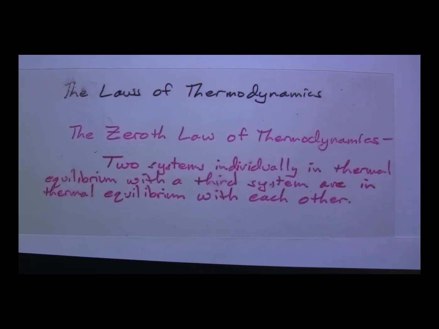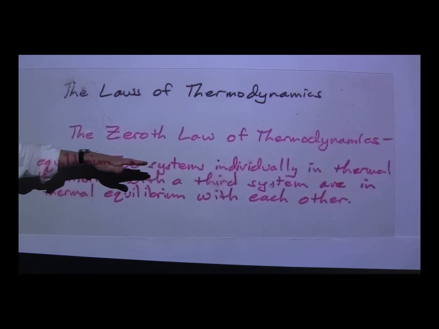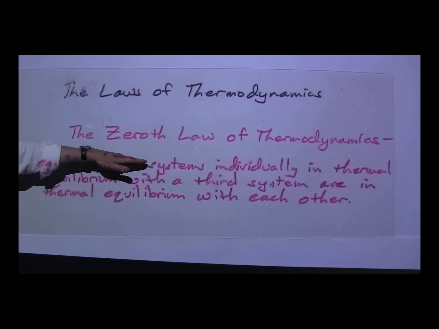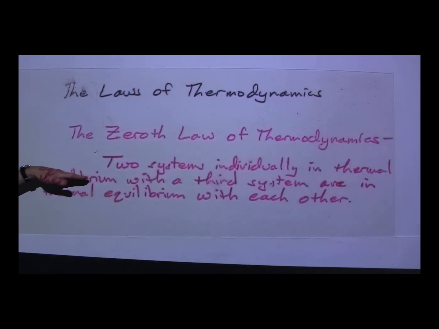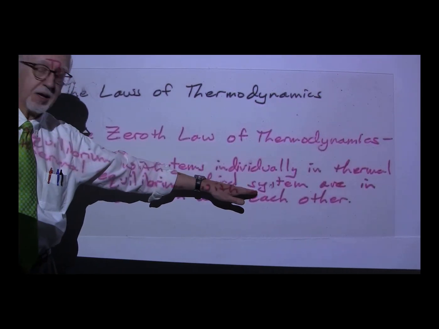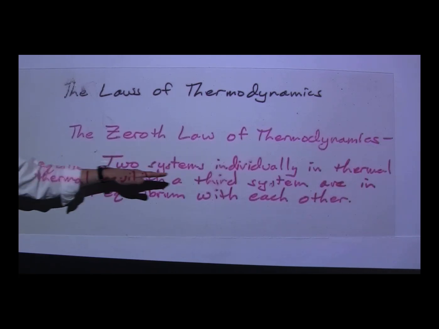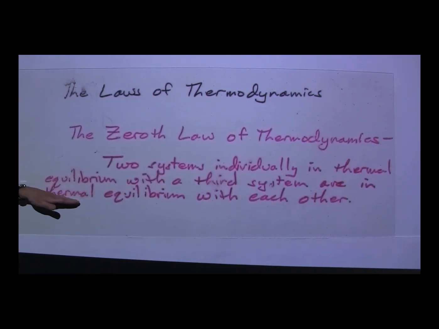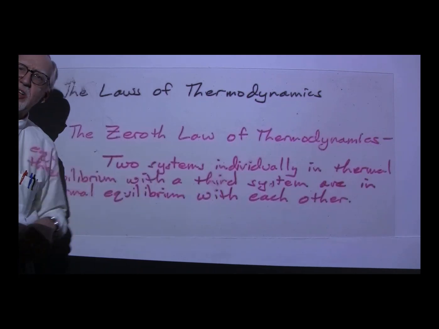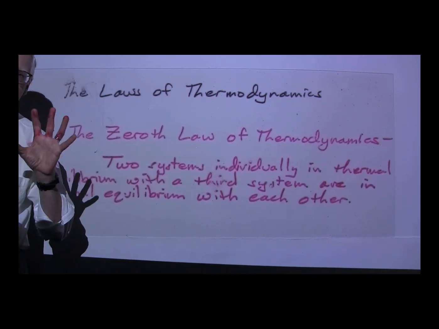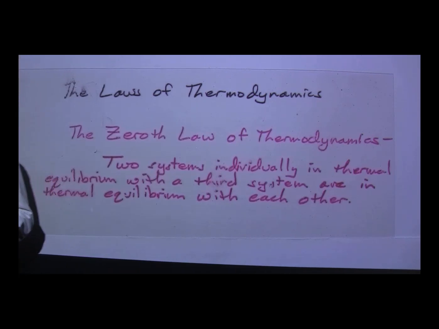The laws of thermodynamics, the 0th law of thermodynamics. Two systems individually in thermal equilibrium with a third system are in thermal equilibrium with each other. So what does this mean? Two systems, let's call this system A and system B. If two systems, A and B, are in thermal equilibrium with a third system, we'll call this system C, then A and B are in thermal equilibrium with each other. Okay, let's take a look at a kind of a diagram and see what this means.